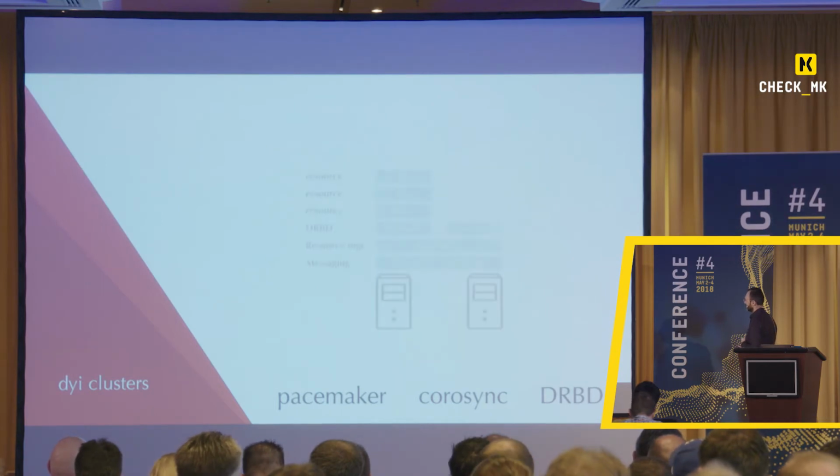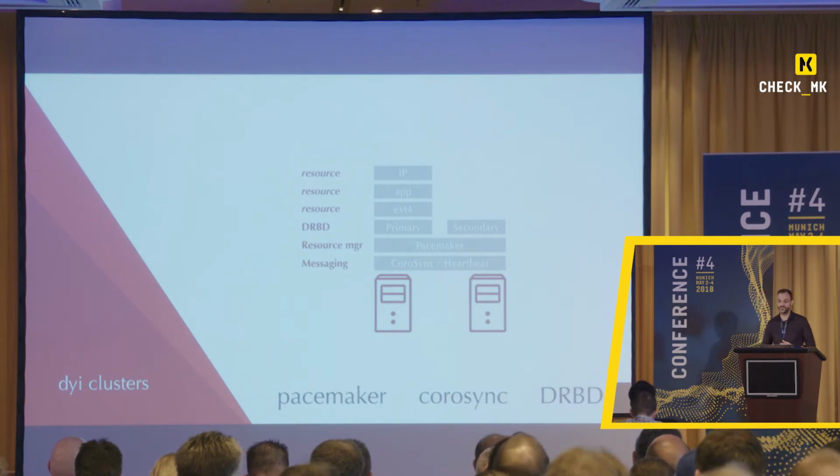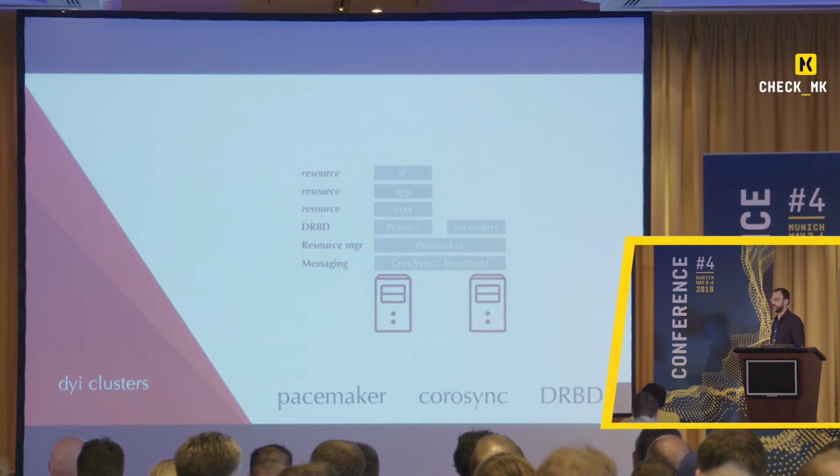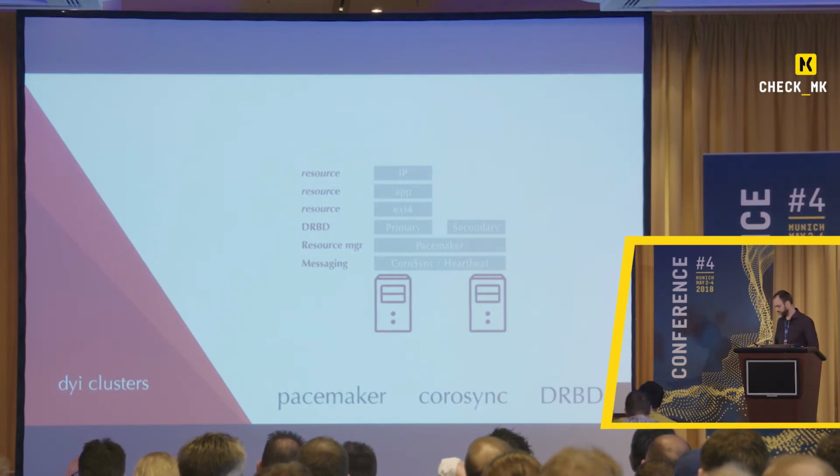This is a more detailed graph of what it looks like. CoroSync is used for messaging. We used to use Heartbeat, but CoroSync 2, whatever version is out now, really does a great job, and it does a lot more than Heartbeat does. The resource manager is actually Pacemaker itself, and then on top of that you have the resources. DRBD is itself a resource of a Pacemaker cluster. You have your actual application, which in this case would be OMD.